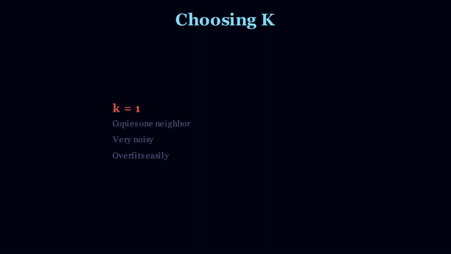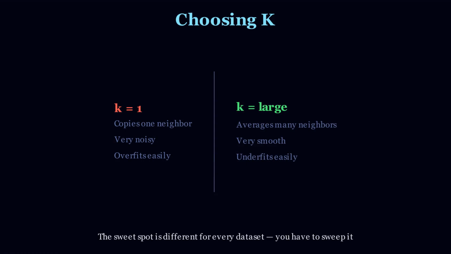K is the only real decision you make with this model, and it matters enormously. K equals 1. The prediction copies whichever single point happens to be closest. That's noisy. One mislabeled neighbor and your prediction flips completely. A large K smooths things out, but push it too far and it blurs real boundaries away. Somewhere in between is a sweet spot, and it's different for every dataset.